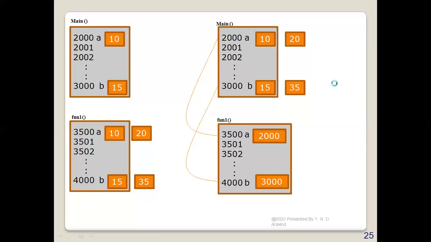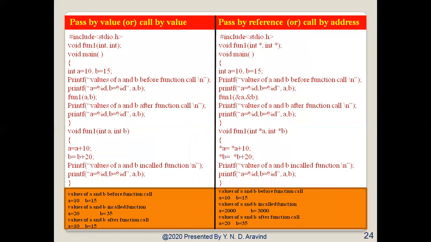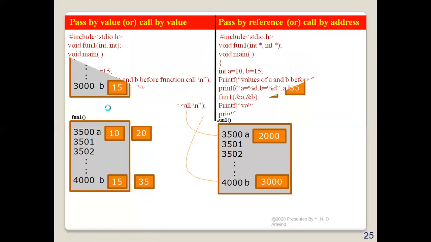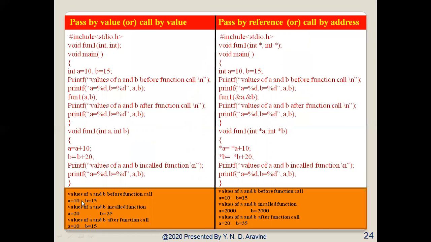So this is what is a call by value and call by address. Here, if you see the program's output, A and B values are supposed to be 10 and 15. Before calling, A and B values are printed as A is equal to 10 and B is equal to 20. Once I call this function, the control will come here, since function 1 will get invoked.